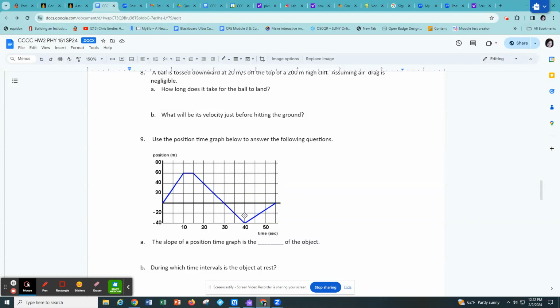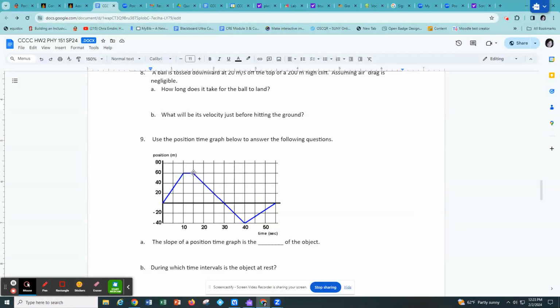You went from 60 down to negative 40. So if I were going to do that, I would have to find how far I traveled. I went from 60 to negative 40. So my first point would be 60 and 15. And my second point would be negative 40 and 40. And I would find my rise over run using my slope formula, like for math. And I would find that I was traveling at a negative value in meters per second, which means I'm traveling backwards.